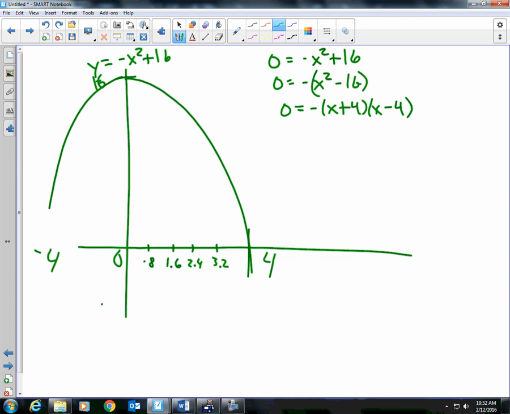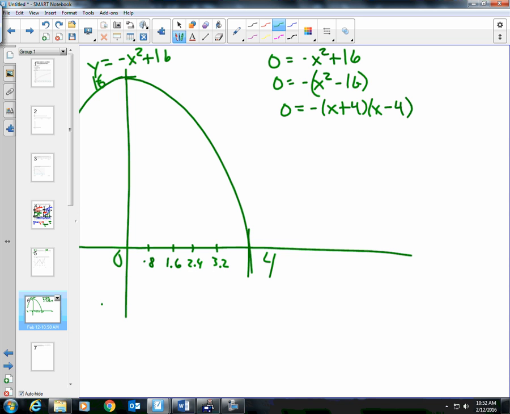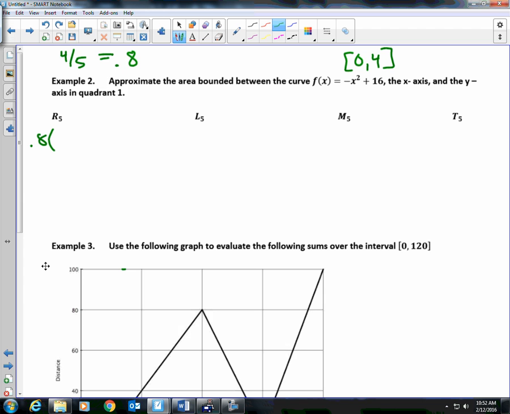What is the first x value at which you evaluate your height? 0.8. So I have f of 0.8 plus f of 1.6 plus f of 2.4 plus f of 3.2 plus f of 4.